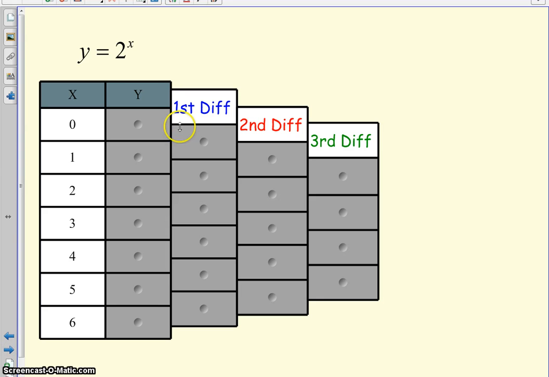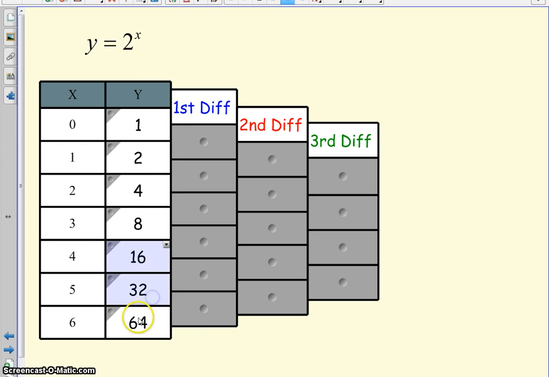So what I want you to do, just take a look at a function here, y equals 2 to the x, and you can fill in the table of values for this relatively quickly. So when x is 0, y will be 2 to the exponent 0, which is 1. When x is 1, 2 to the exponent 1 is 2, and so on and so forth. So I'll do that part for you. I'll fill in that table of values.